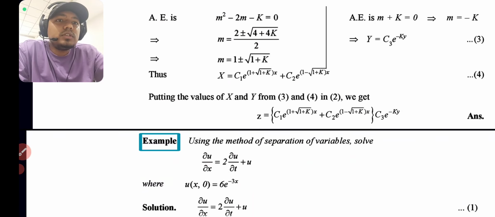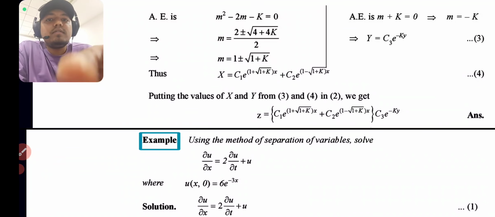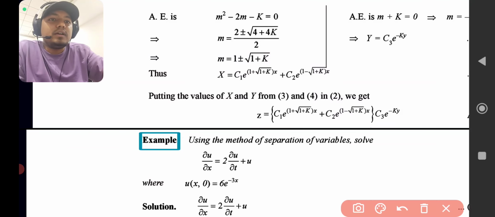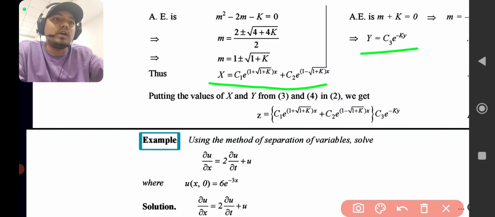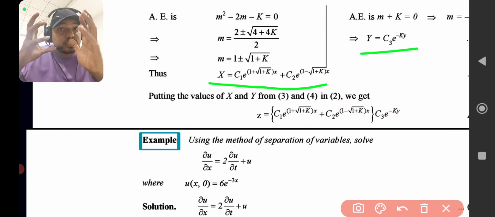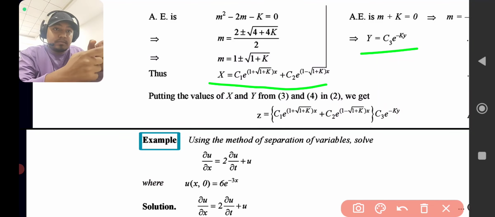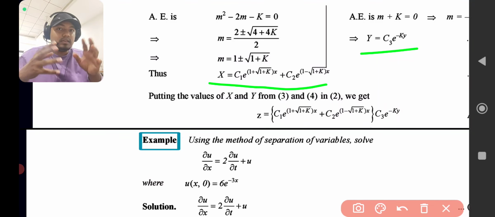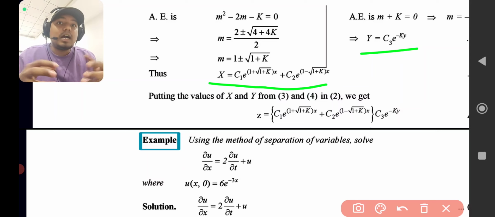Now for these roots, we got our x function also and y function also. You can see here this everything is your x function, this everything is your y function. Function x is this much and function y is that much. Now that's all. You multiply both the functions because that is our assumption. How do we write the solution?